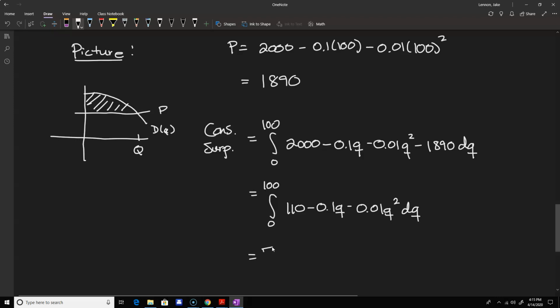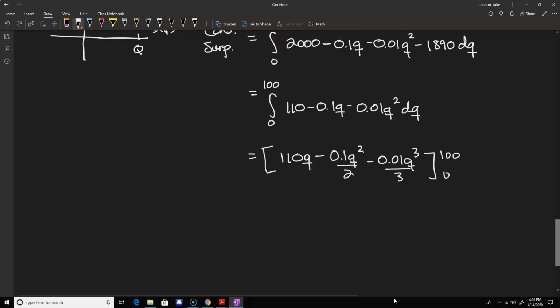And so then the antiderivative, this is just a polynomial, so the antiderivative of 110 is 110q, 0.1 q is 0.1 q squared over 2, and 0.01 q cubed over 3. And that's from 0 to 100. Again, since this is a polynomial, plugging in the 0 part is just going to eliminate everything, so basically we just need to plug in 100.